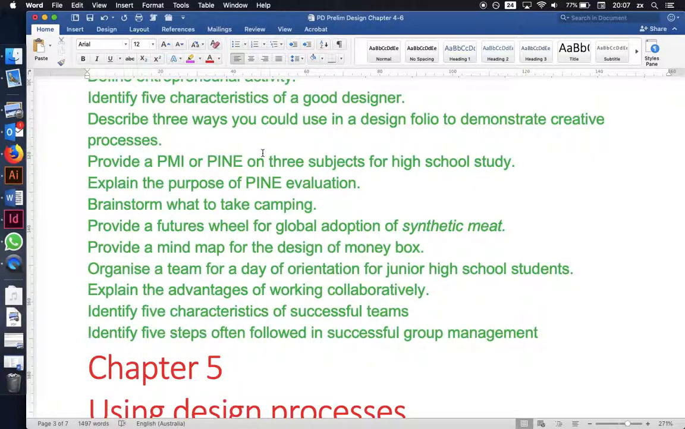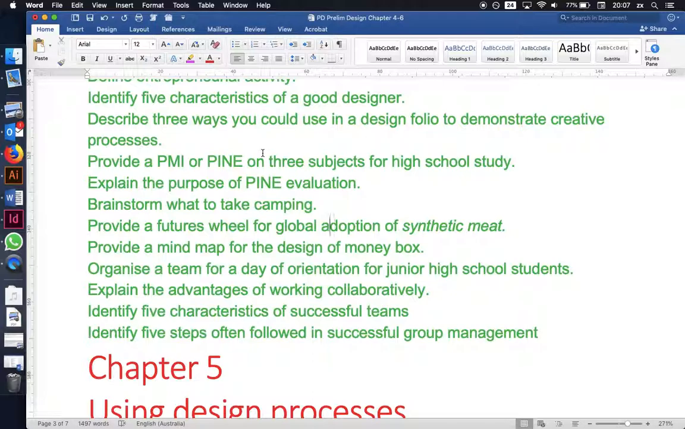Your design folio will have to demonstrate creativity; demonstrating creativity is a marking requirement for your folios. How are you going to do that? Well, you're probably going to use techniques like brainstorming, futures wheels, mind maps, or concept boards.